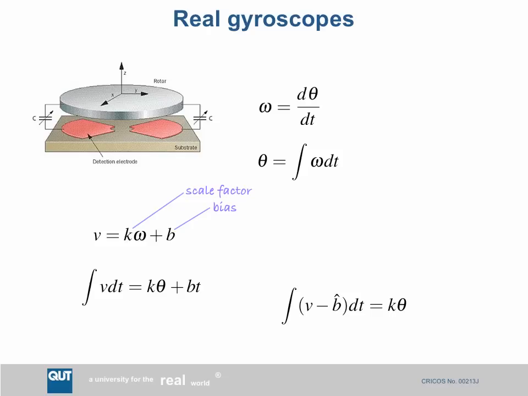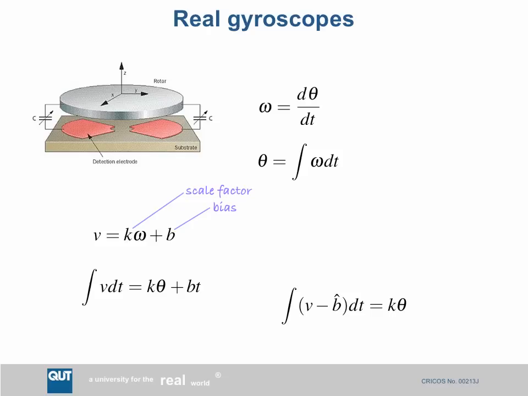So one thing you could do is to simply leave your gyroscope steady, not moving, just sit it on the desk and watch it. And if there is an output from the gyroscope, since omega is equal to zero, if there is an output, that must be B. So I could just put the gyroscope on the desk, look at the output and say, okay, that's B. Then I could subtract B from the output of the gyroscope, integrate it, and bang, I've got theta. I also have to estimate K, but maybe we can just assume that K equals one for the time being.